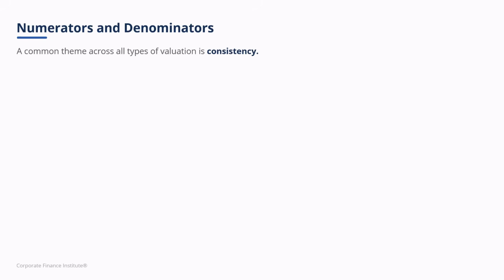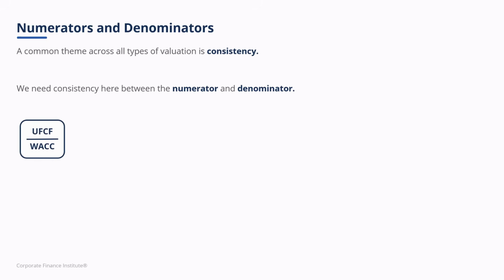If we're looking at comparable trading analysis or precedent transaction analysis, which are also two very common valuation techniques, consistency is going to come up time and time again. For this discussion of DCF modeling, the consistency that we need is between the numerator and the denominator. So let's again bring up the numerator and the denominator to refresh our memory. We have the unlevered free cash flow on the top and the weighted average cost of capital at the bottom.